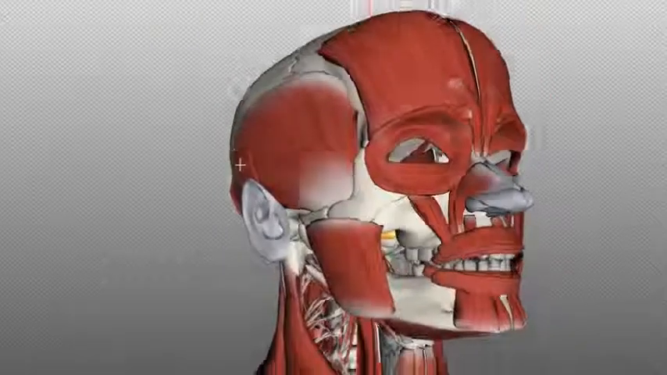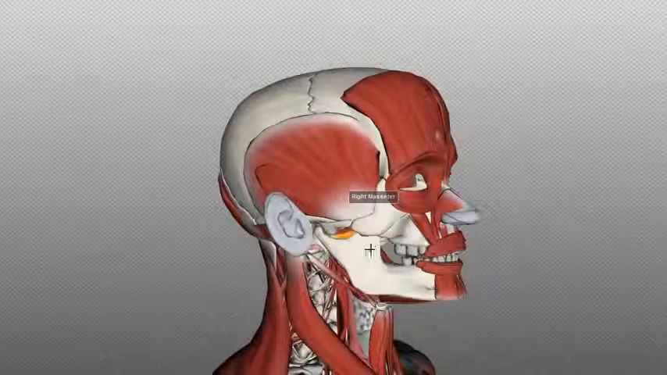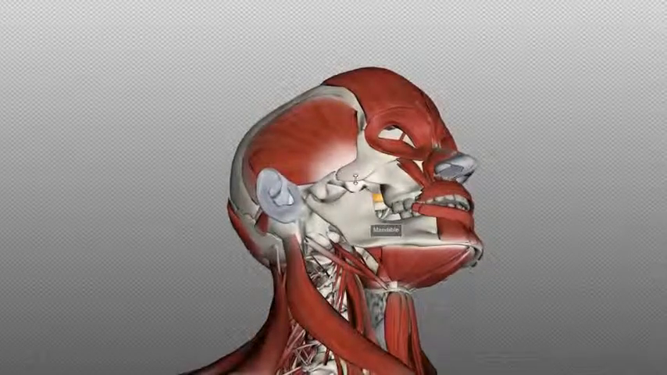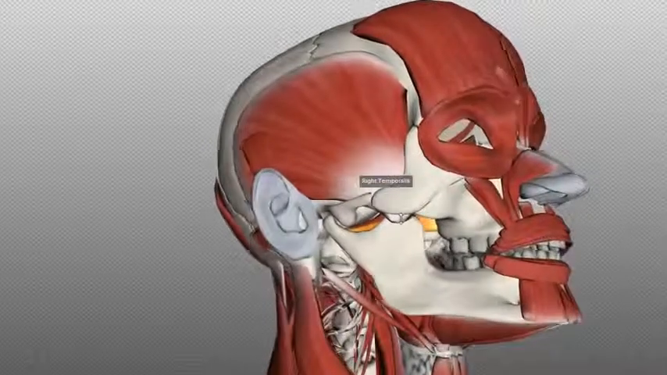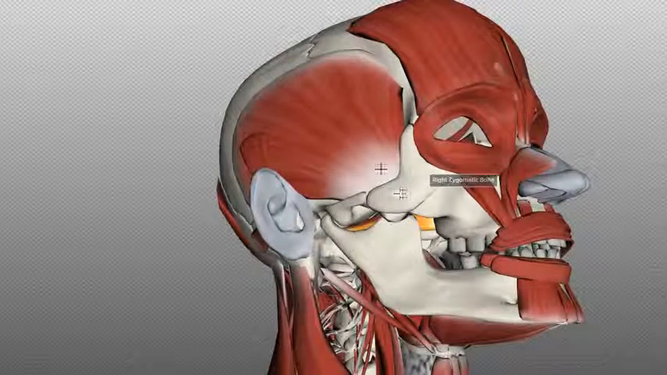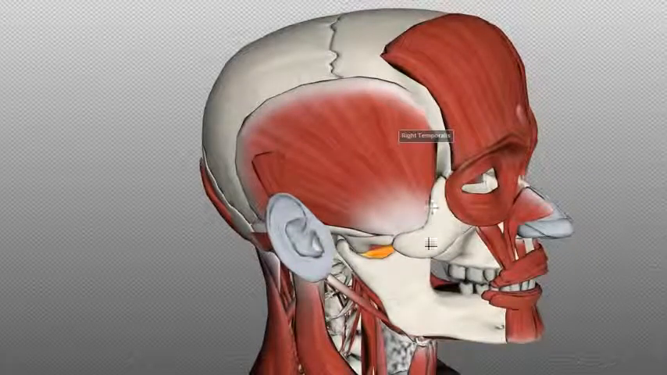So if I just show you the other side, you can see that it inserts just there, the coronoid process of the mandible. And just looking at the point of insertion and its origin, you can see that if the muscle were to contract, it would cause the mandible to elevate, and it can pull it back in a posterior direction if you just look at the direction of the fibres. So it also causes the mandible to retract.